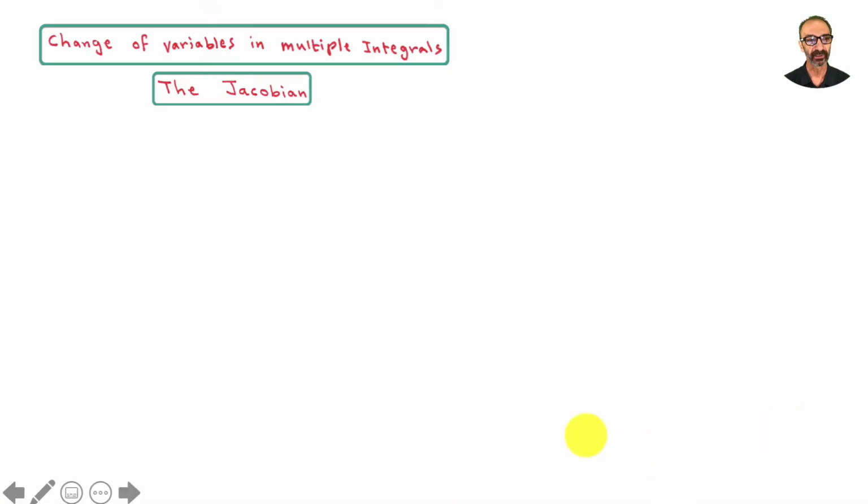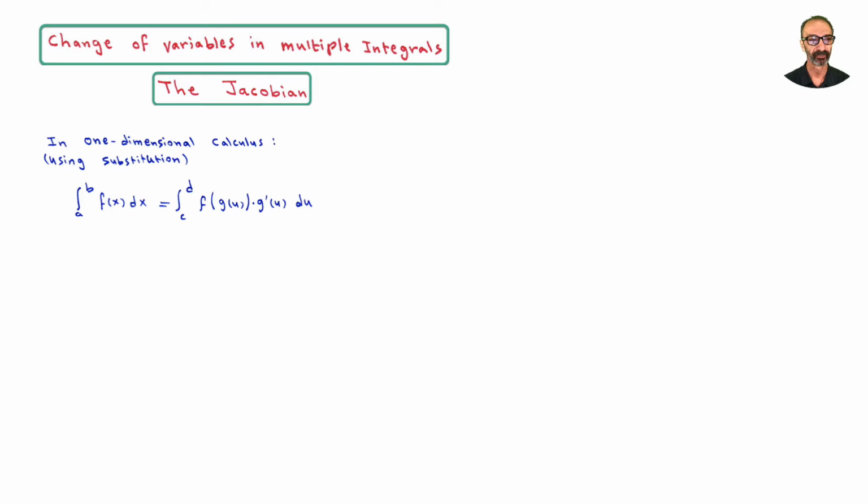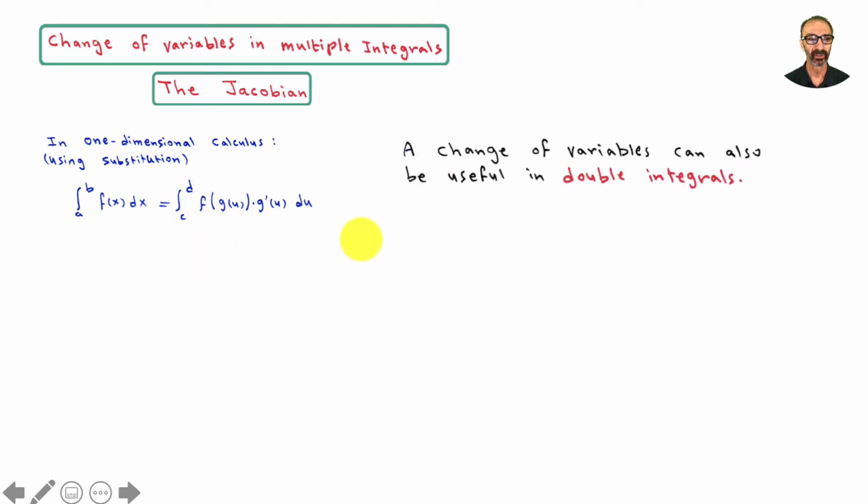So as an introduction, in one-dimensional calculus using substitution, we could change the integral from a to b of f of x dx to different letters in terms of u, and of course the limits change from c to d. We know this, and we have to be careful with the u substitution. A change of variables can also be useful in double integrals.